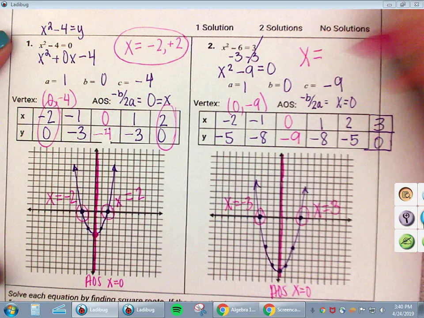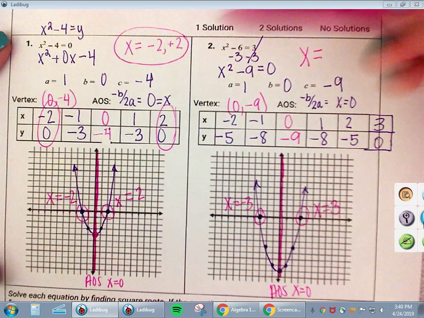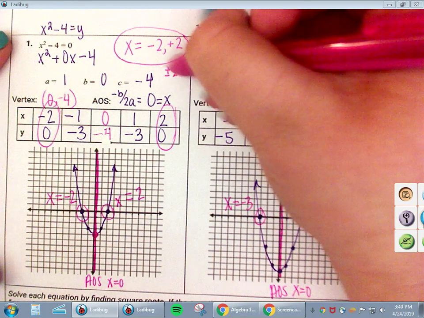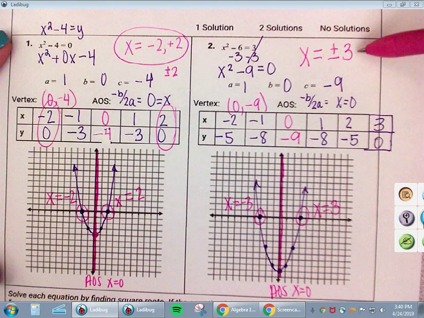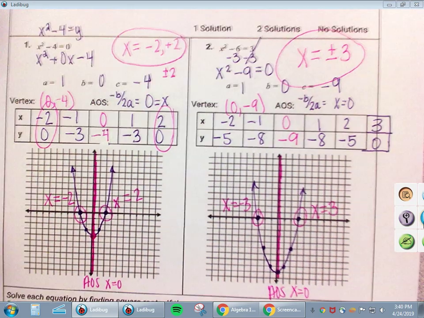So my final answer, x equals negative and positive 3. By the way, we can write this as plus minus 3. I'm going to write it like that this time, plus minus 3. So either that's +3 or -3. That's what that sign is telling us. So there's my answer to number 2.